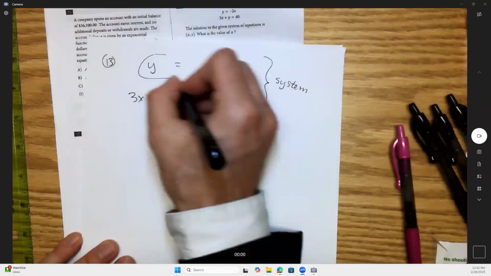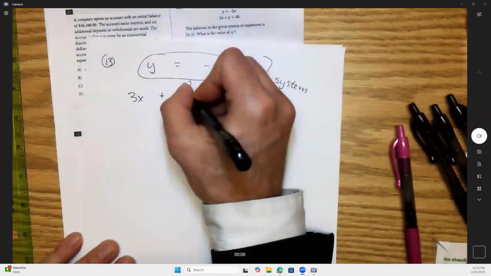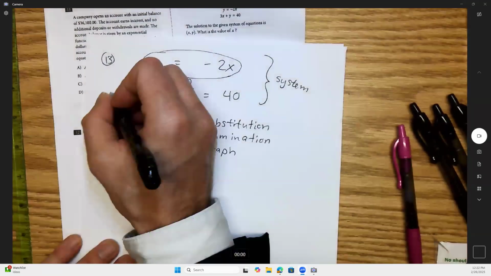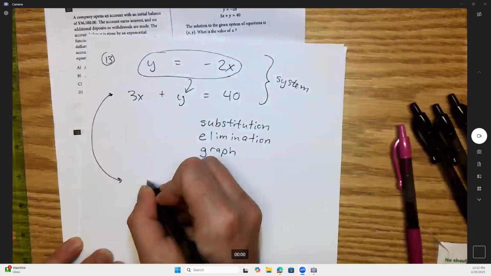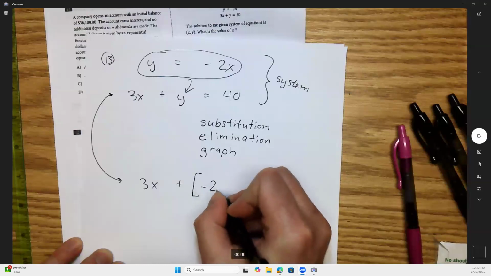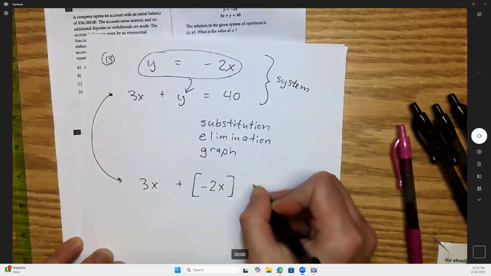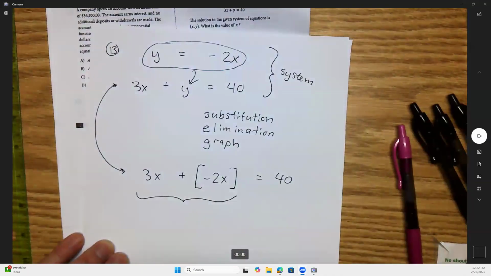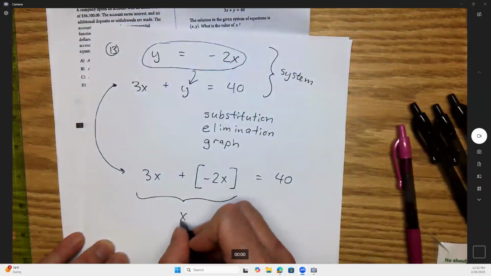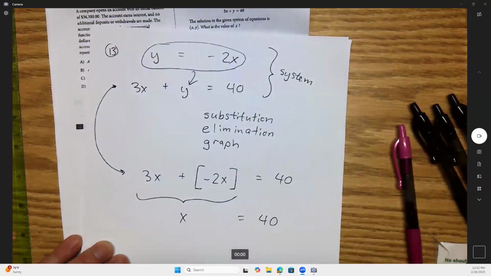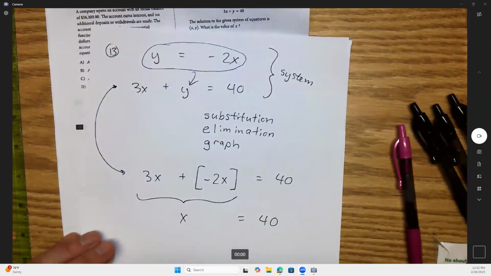So substitution. Could I take this y is negative 2x and very simply substitute it into that y? That would get rid of the y's, and then I could solve for x. So that gives me 3x plus, and then instead of saying y, I'll say negative 2x. Same thing. And that's equal to 40. What is this right here? X. There's the answer, 40. The answer is 40.